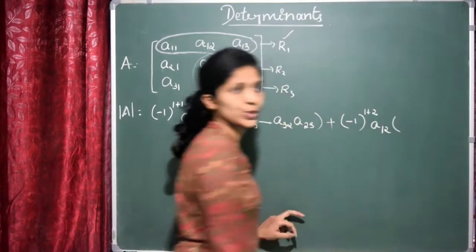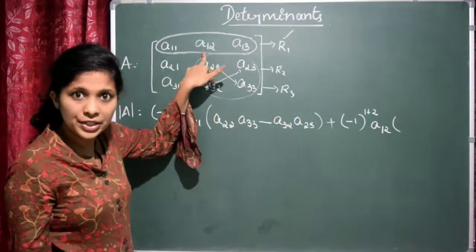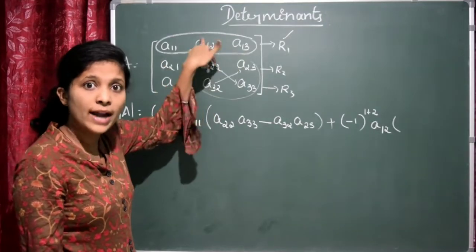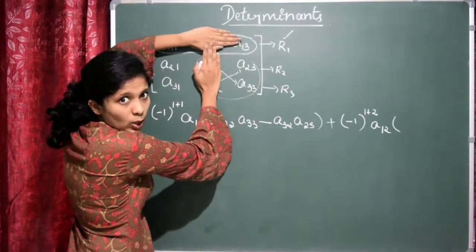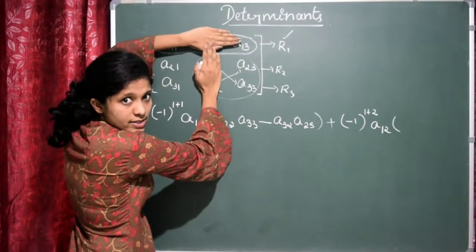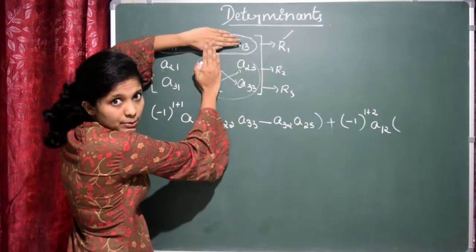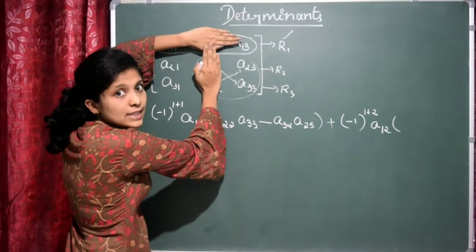A12. Now what do you have to delete? This element is in the first row and the second column, so I have to delete the first row and the second column. Is it clear? First row and second column. Now the remaining 4 elements are there. You have to find the determinant of that.